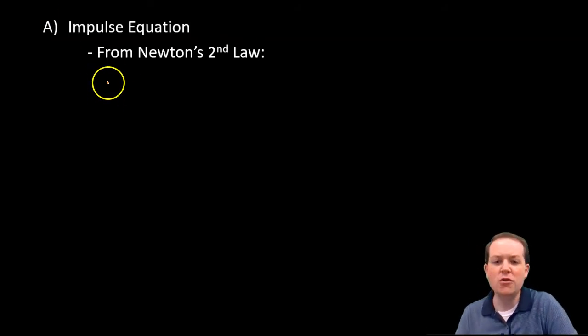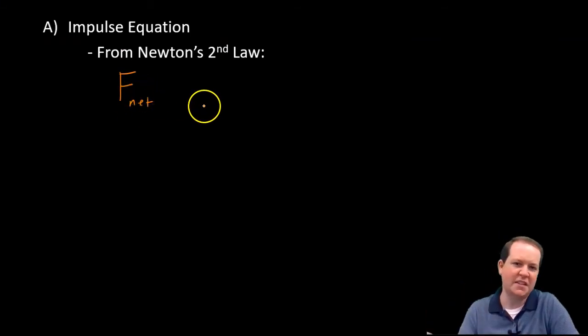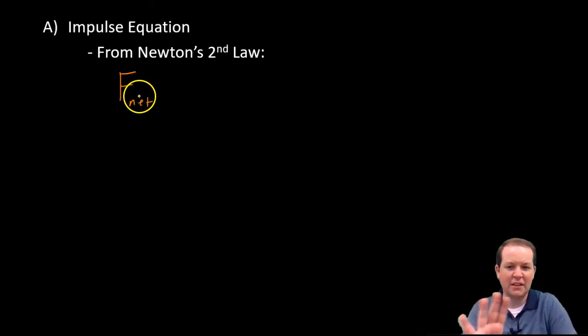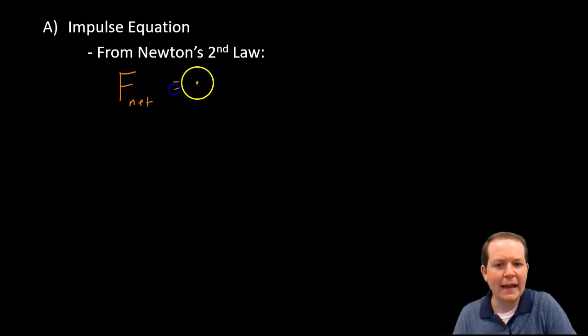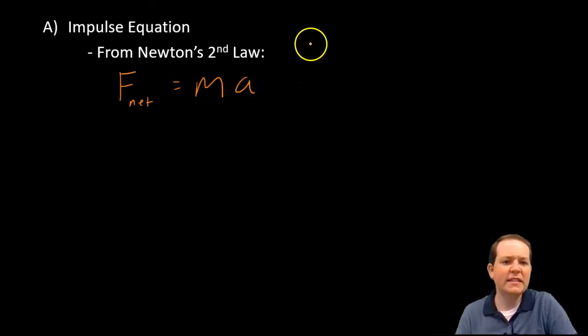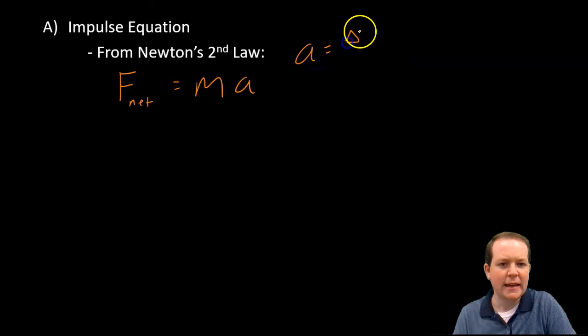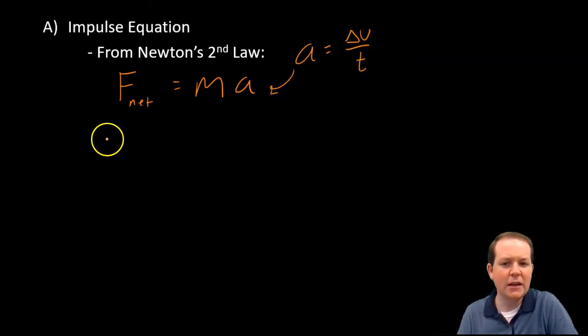What I know by Newton's second law is that the net force acting on an object, I could write this as sigma F, but just to keep things a little nicer, let's write F with a little net. F net is equal to the mass of an object times its acceleration, right? Well, what is the acceleration of an object? It's its change in velocity divided by t. Let's plug that in right there.